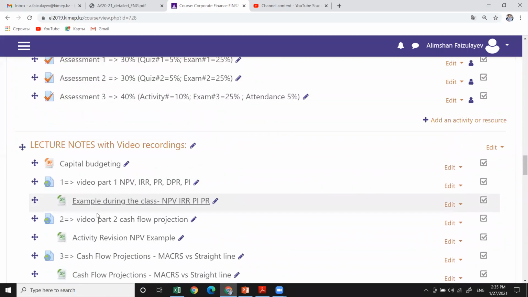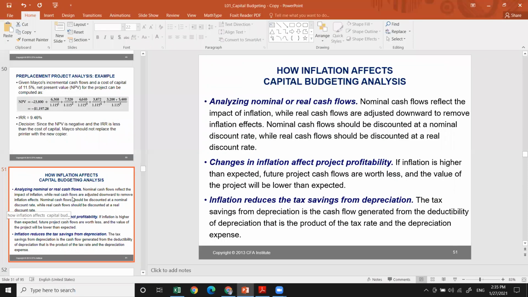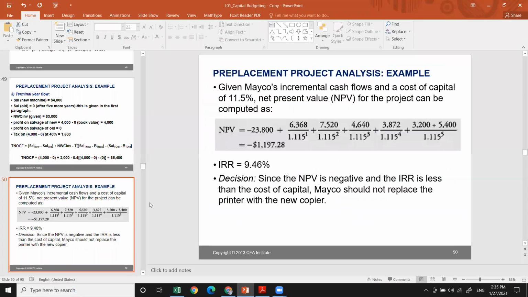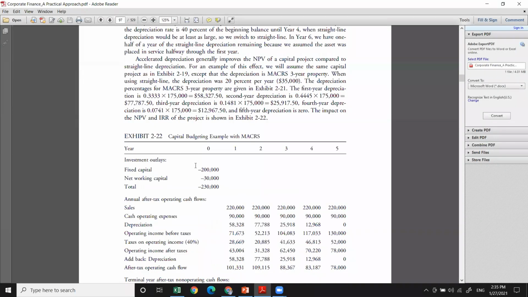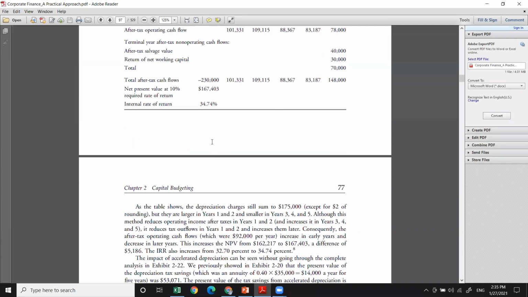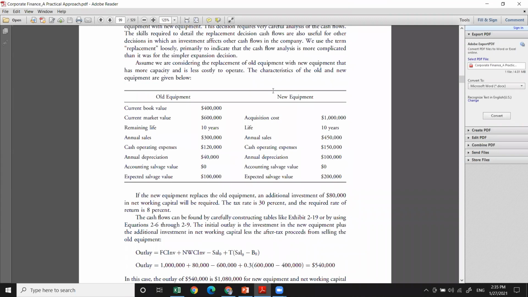Okay, today we're going to continue with our lecturing. It's the replacement project analysis we just covered, and there's one example I want to go over quickly. Then I will move to a new chapter. That example is given in the book. It has a replacement project, with the old equipment and the new equipment.